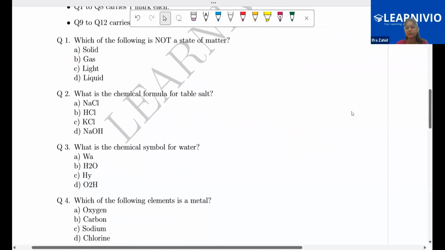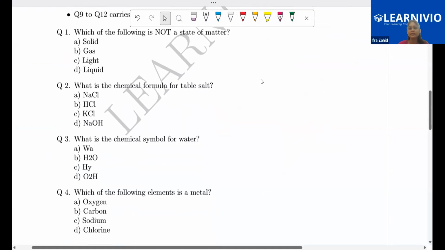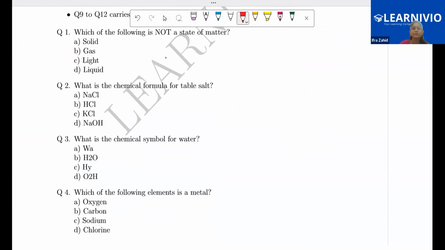All right. So we have this test. There are a few MCQs, and then we'll come to the theoretical questions. Now the first question is, which of the following is not a state of matter? It's option C, light. Okay. Next, what is the chemical formula for table salt? It is NaOH. Option D. Okay. What is the chemical symbol for water? It's option B, H2O.